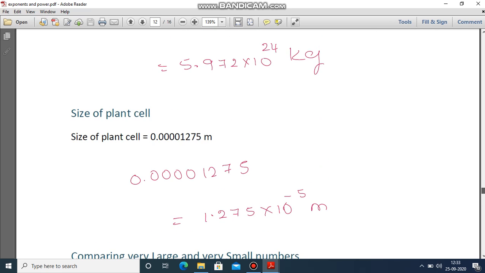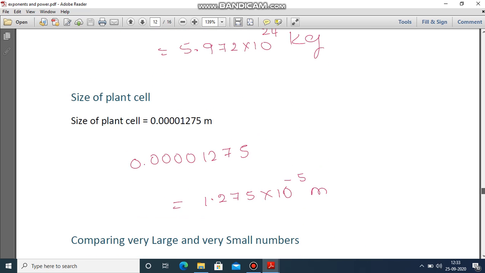Similarly, the size of a plant cell. That would be 0.0000125 meter. So how can we write this one? After the decimal point you should jump to the right side. 1, 2, 3, 4, 5. You have 5 jumps, and this is after the decimal point. For that I can write it as 1.25 into 10 power minus 5 m.